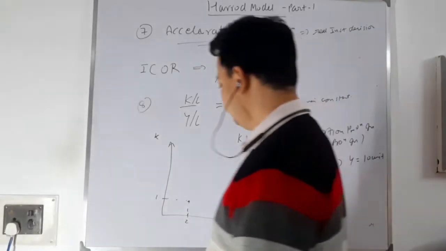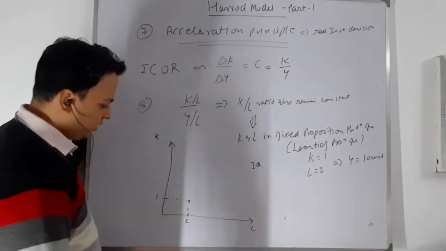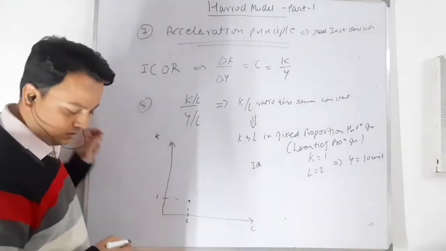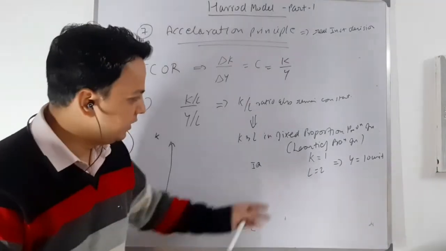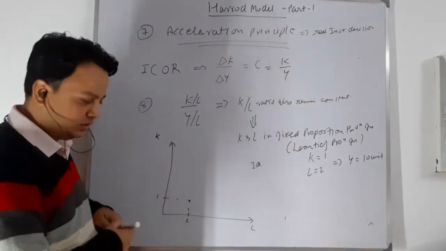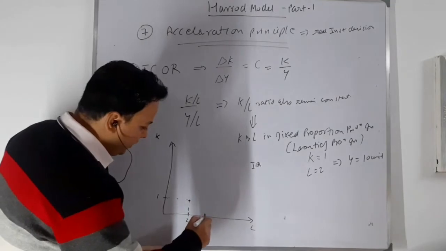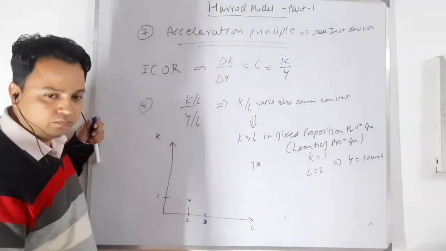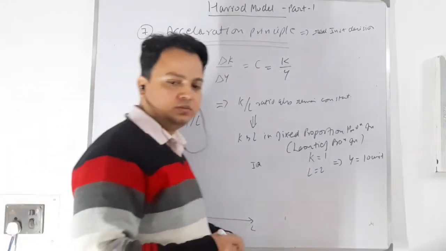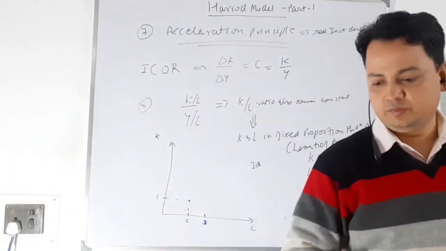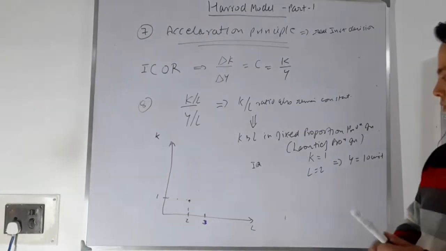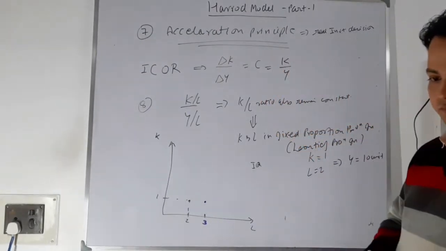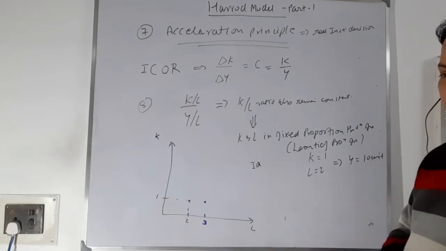Now, look here. Suppose I am drawing the graph. I am telling you the technique of how we draw the graph in the case of a fixed proportion production function. Suppose I have 3 units of labor and 1 unit of capital. How much output can I produce? If I have 1 more labor, in order to produce 10 units of output, what do I require?